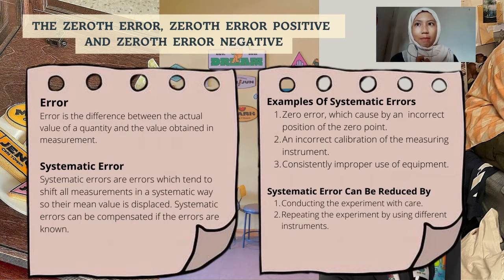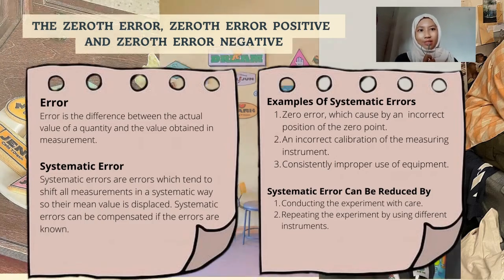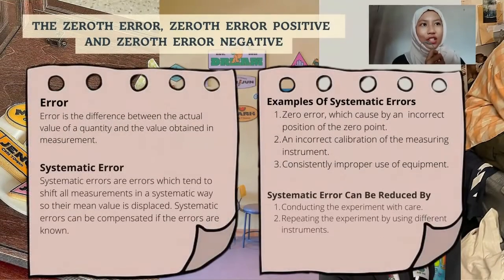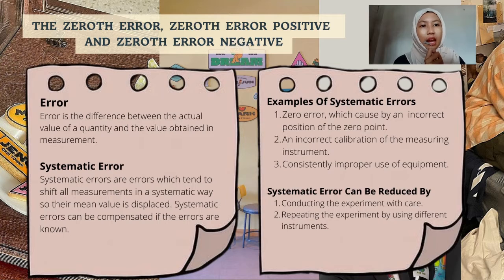So, what does it mean by error? Error is the difference between the actual value of a quantity and the value obtained in measurements, while systematic errors tend to shift all measurements in a systematic way so their mean value is displaced. Systematic errors can be compensated if the errors are known. So there are three examples of systematic errors.